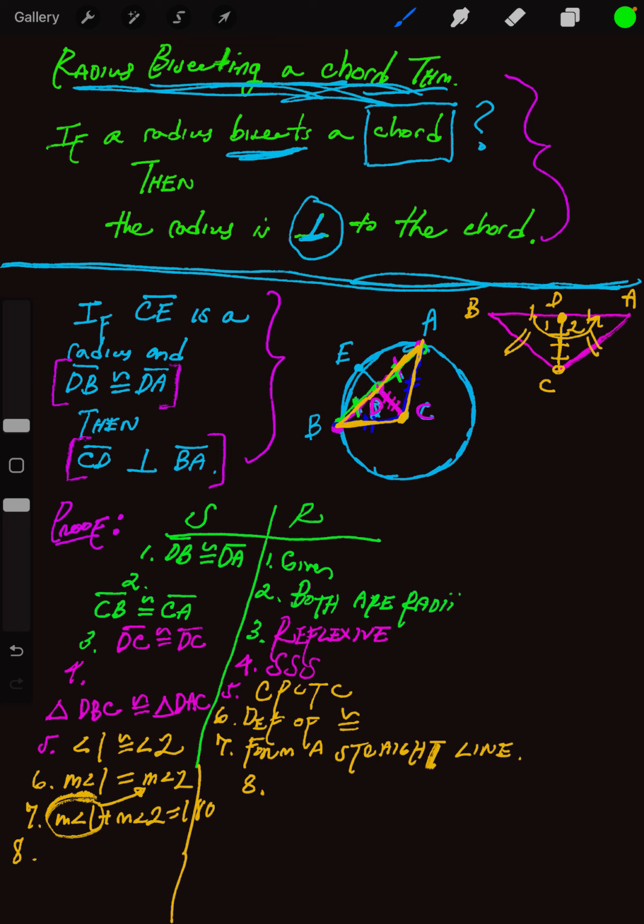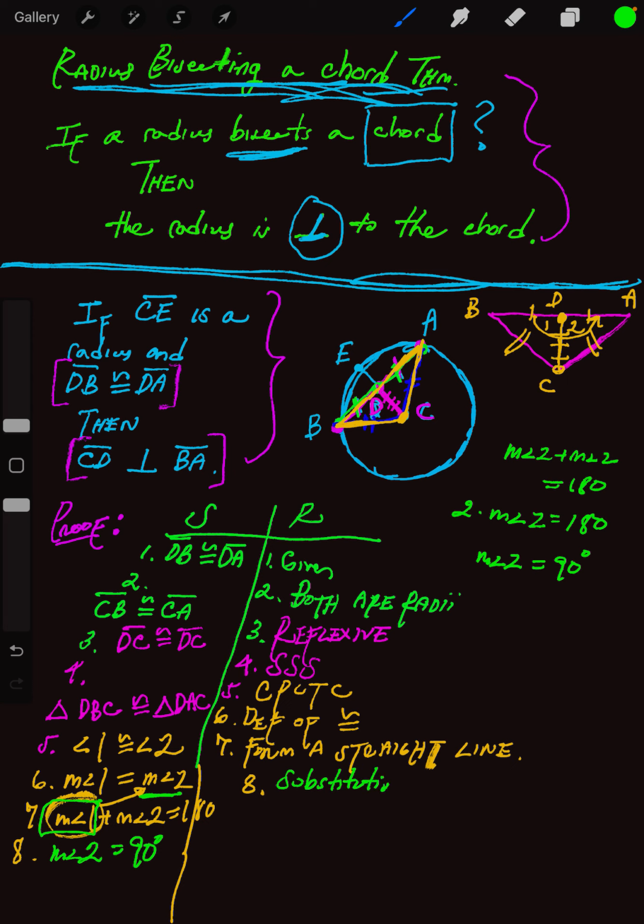This here, right, if I wrote measure of angle 2 instead of measure of angle 1, I'd get measure of angle 2 plus measure of angle 2 is equal to 180. But then that means that 2 times the measure of angle 2 is equal to 180. And I get that the measure of angle 2 is 90 degrees. And that's what I'm going to write right here. Measure of angle 2 is equal to 90 degrees. I'm going to put the reason for that is substitution with some algebra. Let's just write that I did some algebra to get that last result.